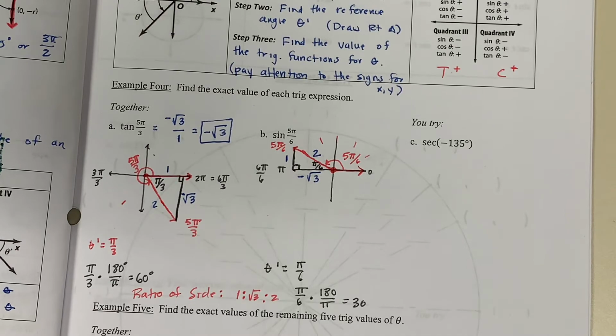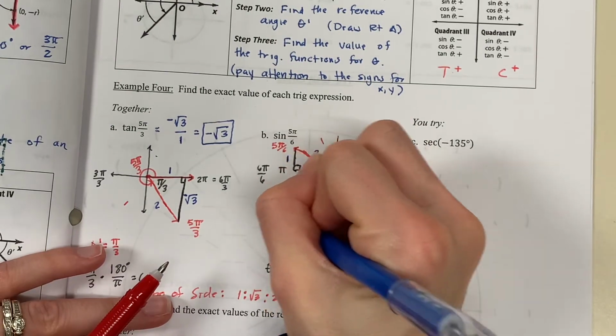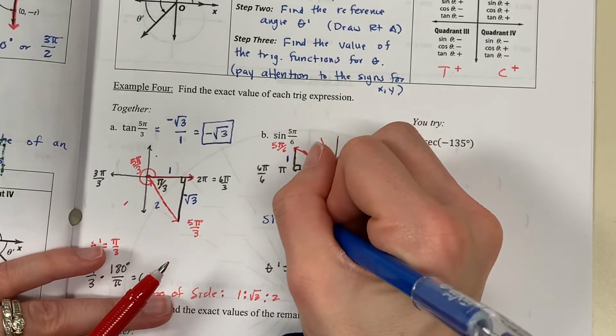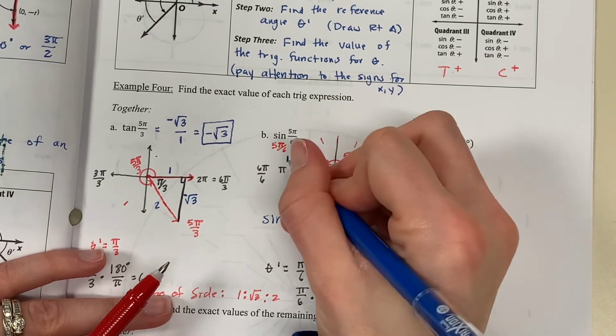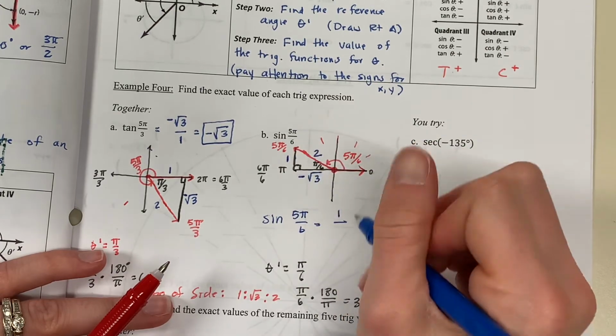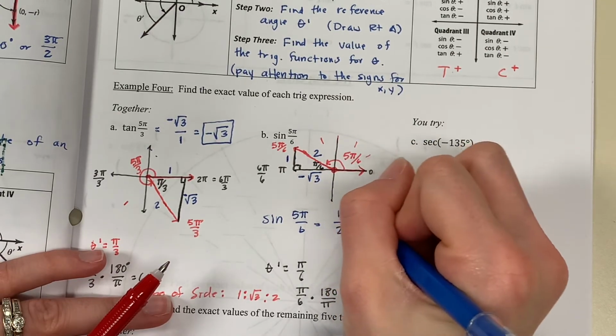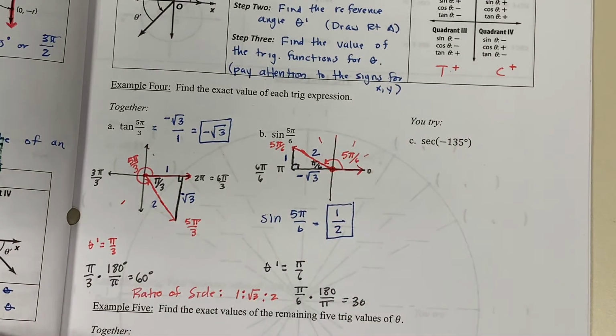So now I'm looking for the sine of 5 pi over 6. The sine is opposite over hypotenuse, or y over r. So opposite of pi over 6, I get 1. My hypotenuse, or r value, is 2. That's already simplified, so sine 5 pi over 6 is 1/2.